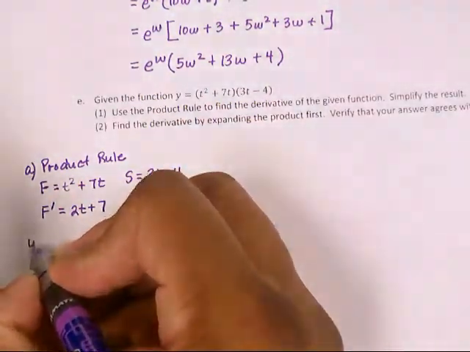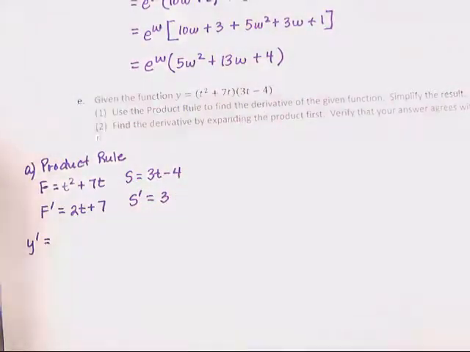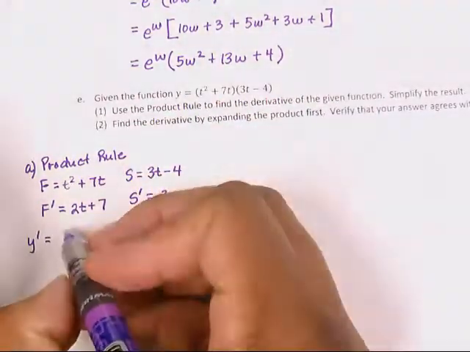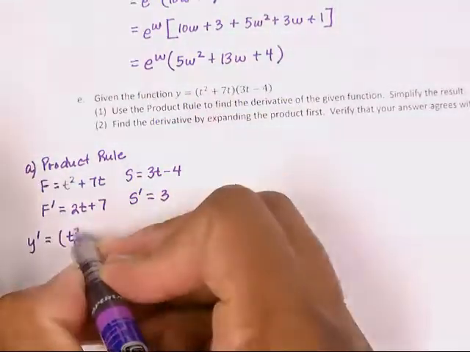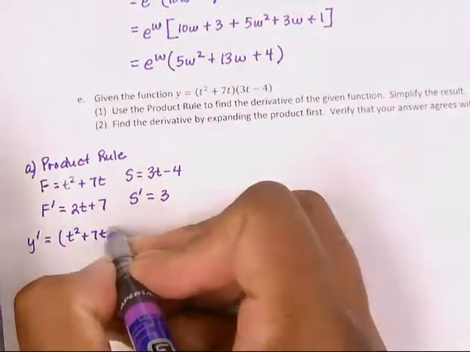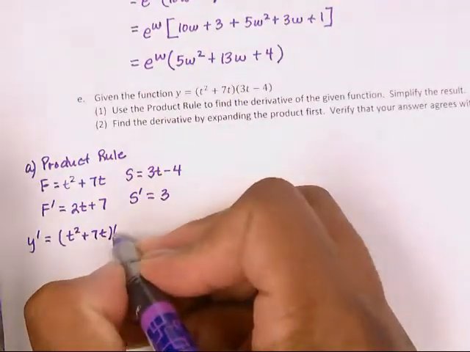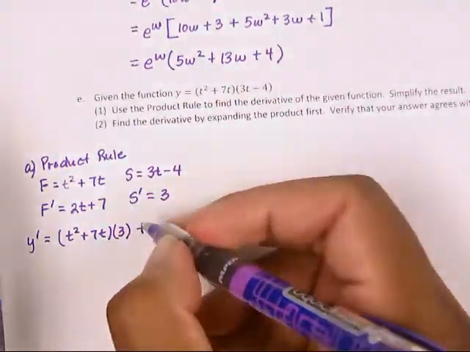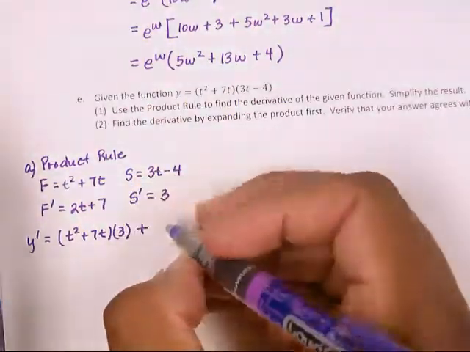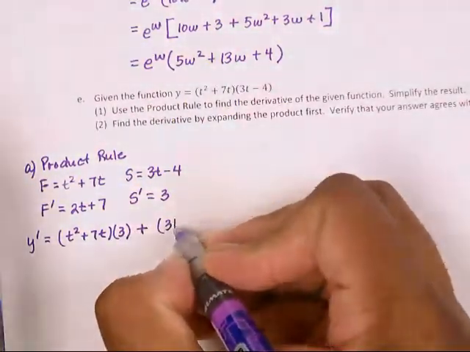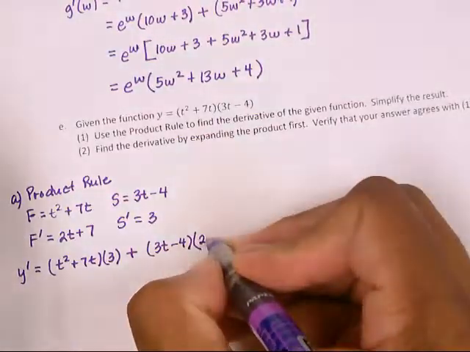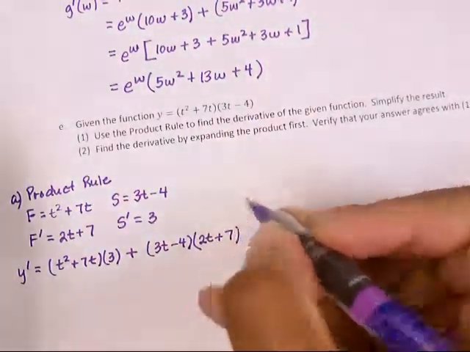And now we can find what y prime is going to be equal to. That's the first times the derivative of the second. The first is your t squared plus 7t. That's multiplied by the derivative of the second, which is 3, plus, and then the second times the derivative of the first. The second is your 3t minus 4 times the derivative of the first, which is 2t plus 7.